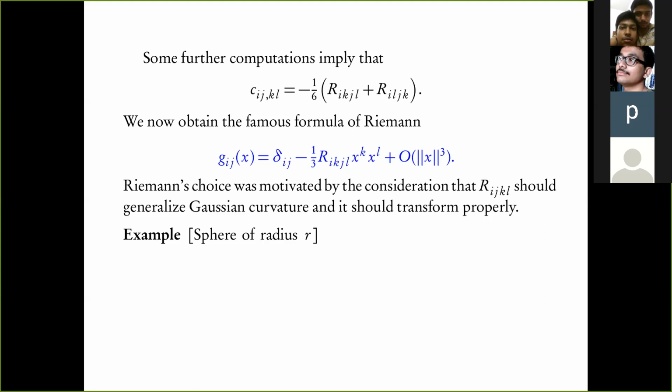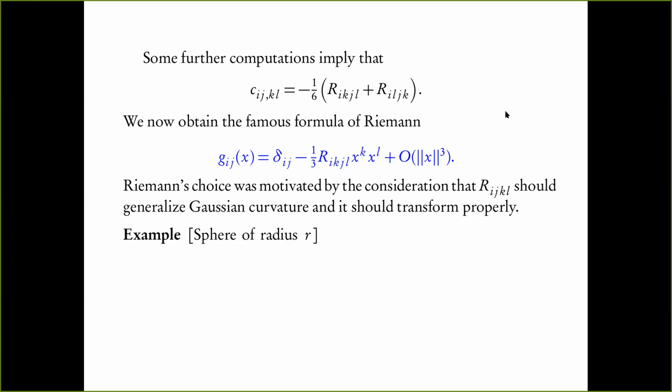Okay, so let me then go on to the example. We'll choose an example where we already know the answer: the sphere of radius r. So what is the Gaussian curvature of a sphere of radius r? This you should have done in curves and surfaces, right? 1 by r or something like that.